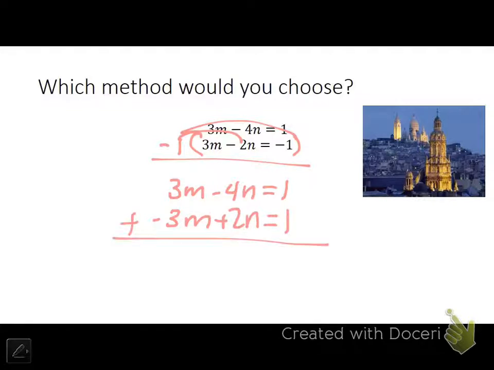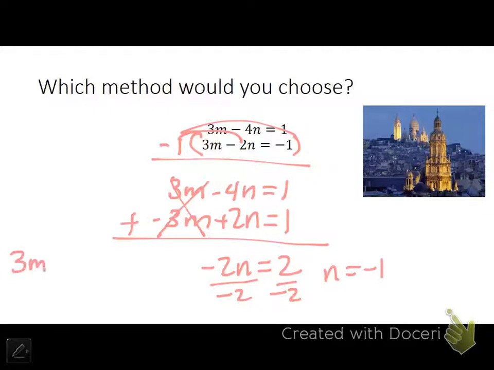So when we add, because we always add down, our m's should cancel. -4n plus 2n is -2n. 1 plus 1 is 2. Got to get n by itself, so n should equal -1. But I need to figure out what m is still, so I got to plug it back in. Let's plug it into the top one. Again, it doesn't matter which one you plug it into. You should get the same answer.